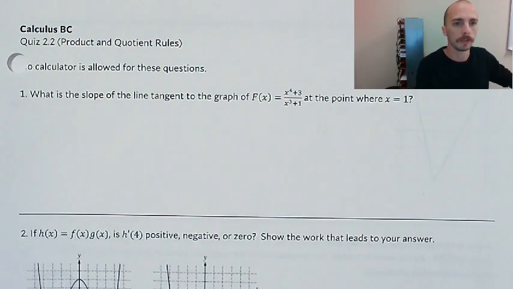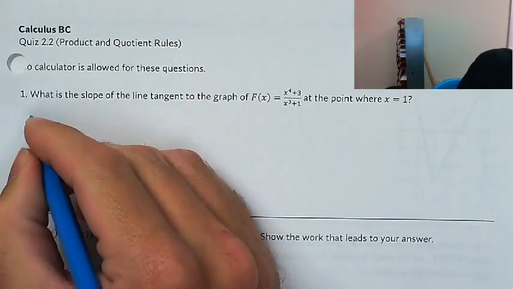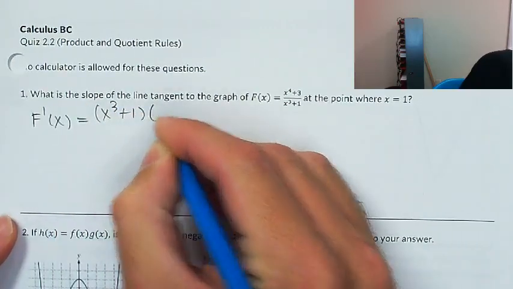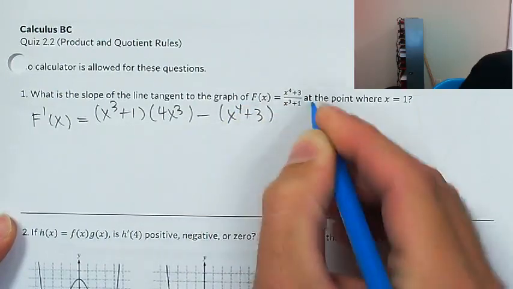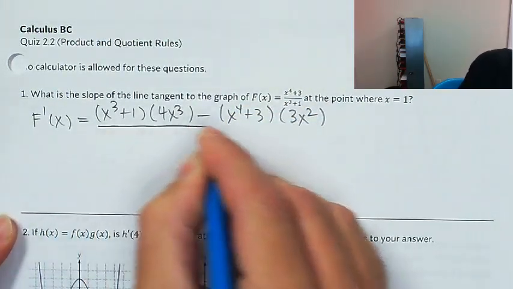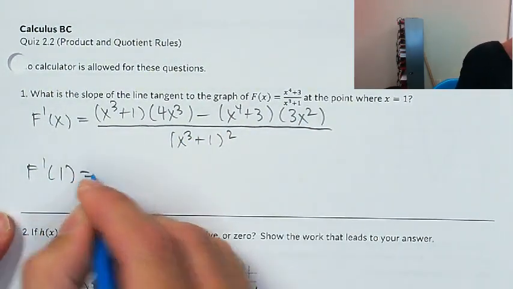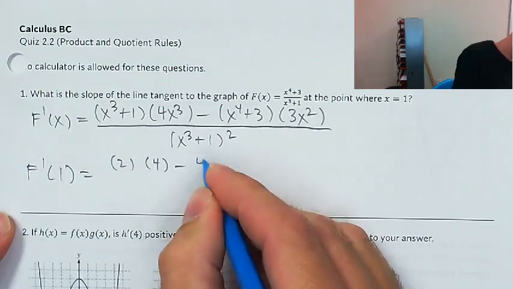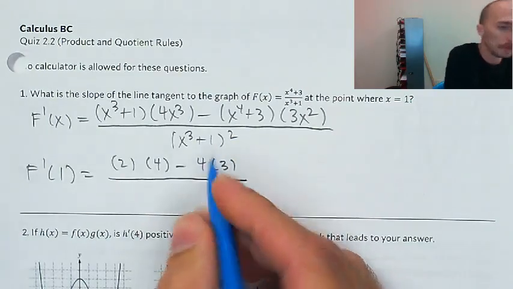All right, so the slope of the tangent line, that means we need to take the derivative, and we're going to plug in x equals 1. So we're going to use the quotient rule for this. We're going to say, all right, the derivative of f, it starts with bottom, so it's bottom times derivative of top, minus top times the derivative of bottom, divided by bottom squared. Okay, then we're going to plug in x equals 1. We're going to get 2 here, 4 there, minus 4 here, and 3 there, divided by 2 squared, and that's going to be 4.